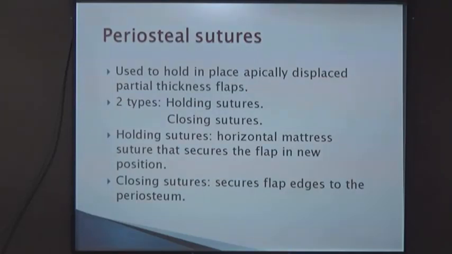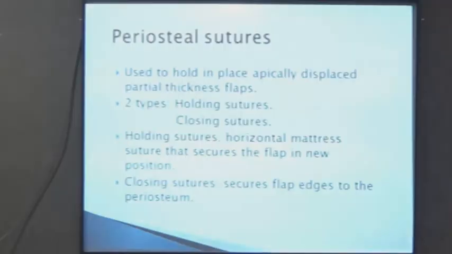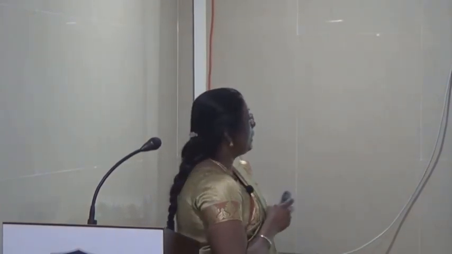Now, periosteal. For the periosteal suture you should be very careful, because blood supply is there, so there will be more bleeding in the periosteal suture. It is used to hold in place an apically displaced partial thickness flap. When will we do an apically displaced flap? To increase the width of the attached gingiva. We will do that apically displaced. So the periosteal suture is used to hold in place an apically displaced partial thickness flap.